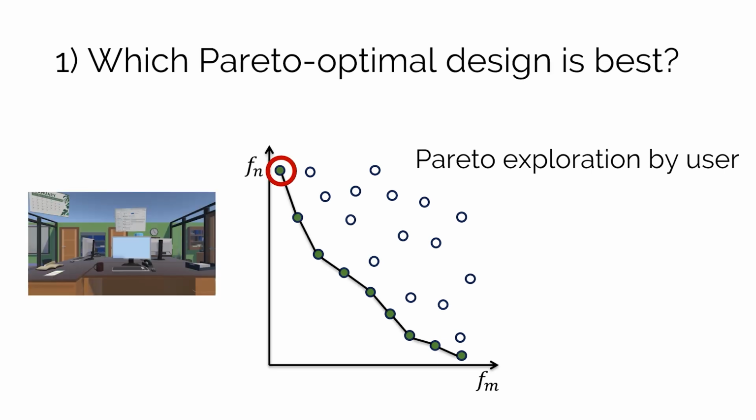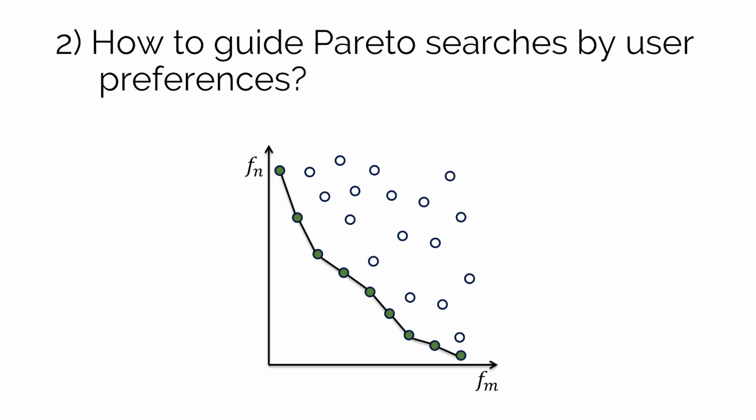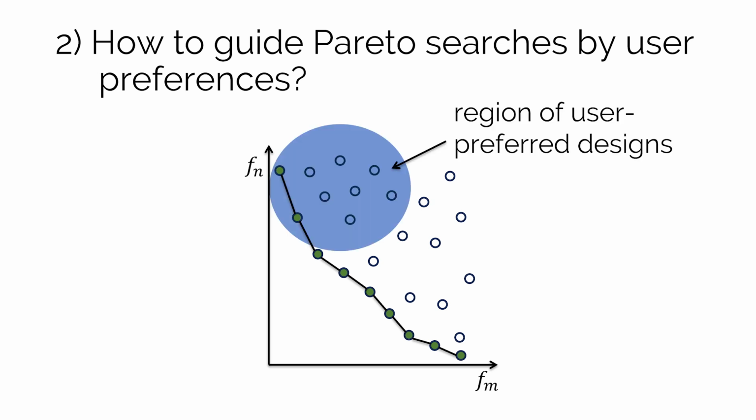However, this manual exploration requires users to engage with a multitude of UI layout candidates, which is both time-consuming and cognitively demanding. The second limitation is that the Pareto frontier search in previous works is evenly distributed across the objective space and does not account for user preferences. This issue is particularly significant because it could mean that the region of user-preferred designs is not sufficiently explored.